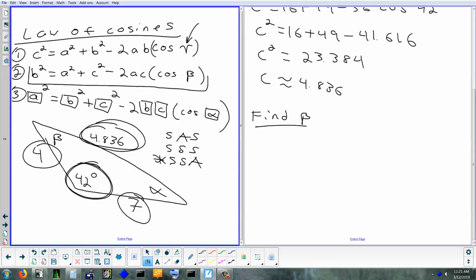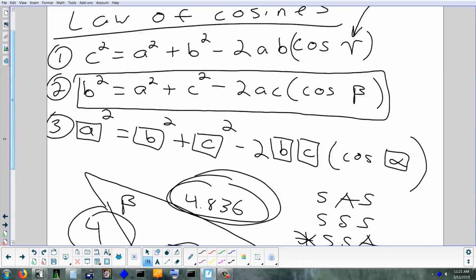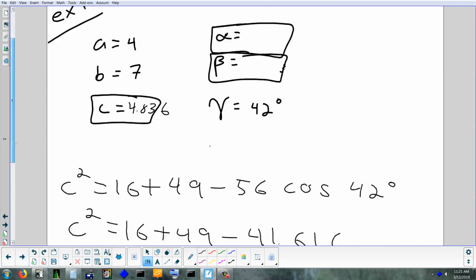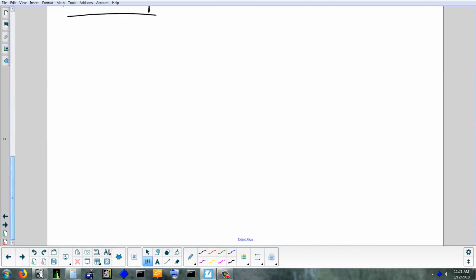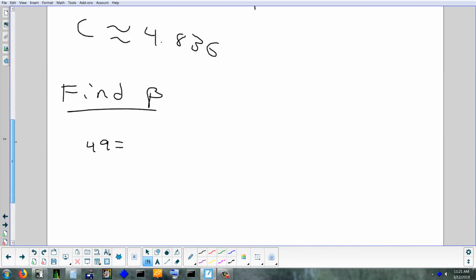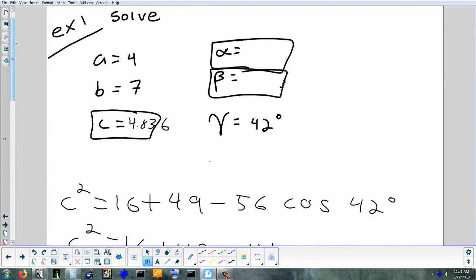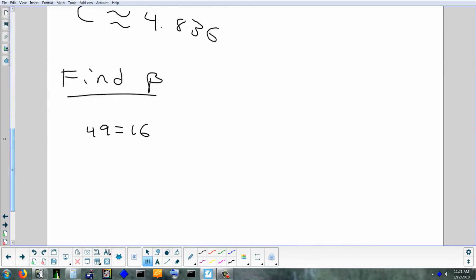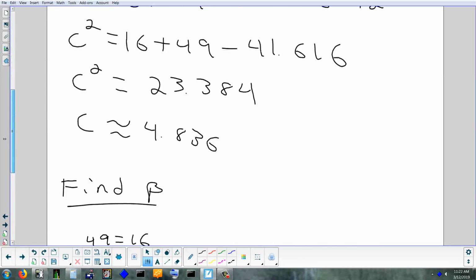So if you're finding beta, you're going to use the law of cosines that starts with b. So b squared, a squared, c squared. All right, let's go back. Let's make this all on one page so I can see. B squared is 49. Equals a squared plus c squared. A squared is how much? 16. And c squared, don't take 4.836 and square it. Just look at the line right above it. I already have it. C squared is 23.384.